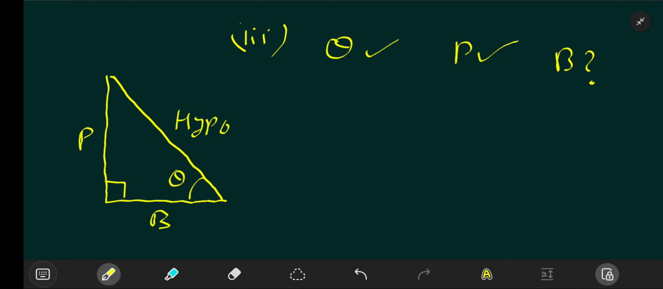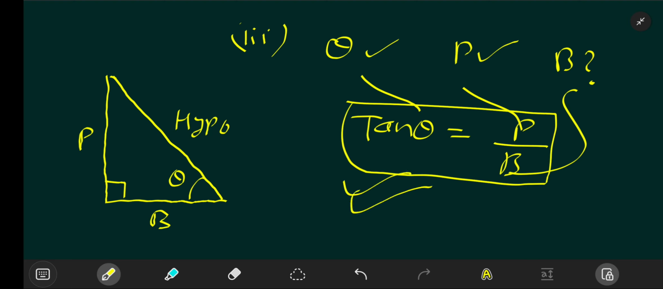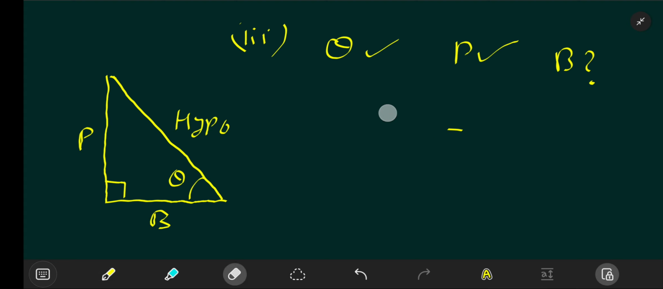If I select tan theta is equals to perpendicular side by base, now theta is there, perpendicular side is there, then base can easily be found out. So this is the correct trigonometric function which I have selected by seeing the given information.